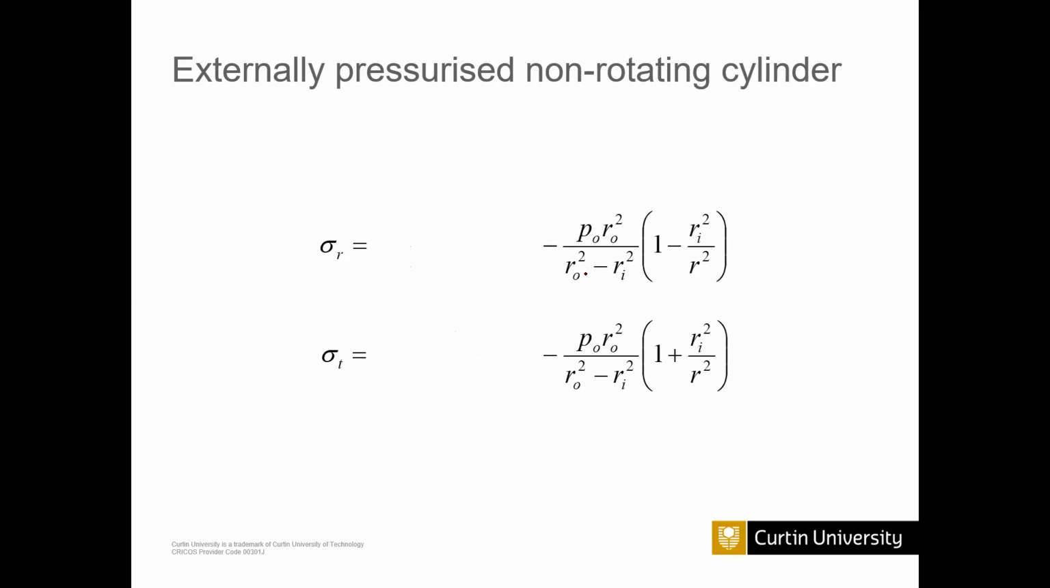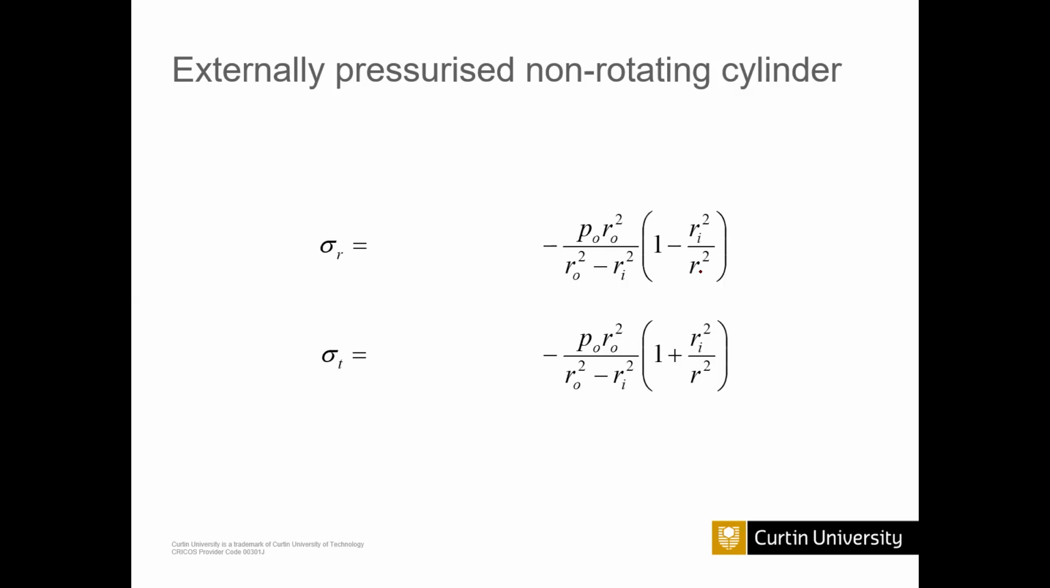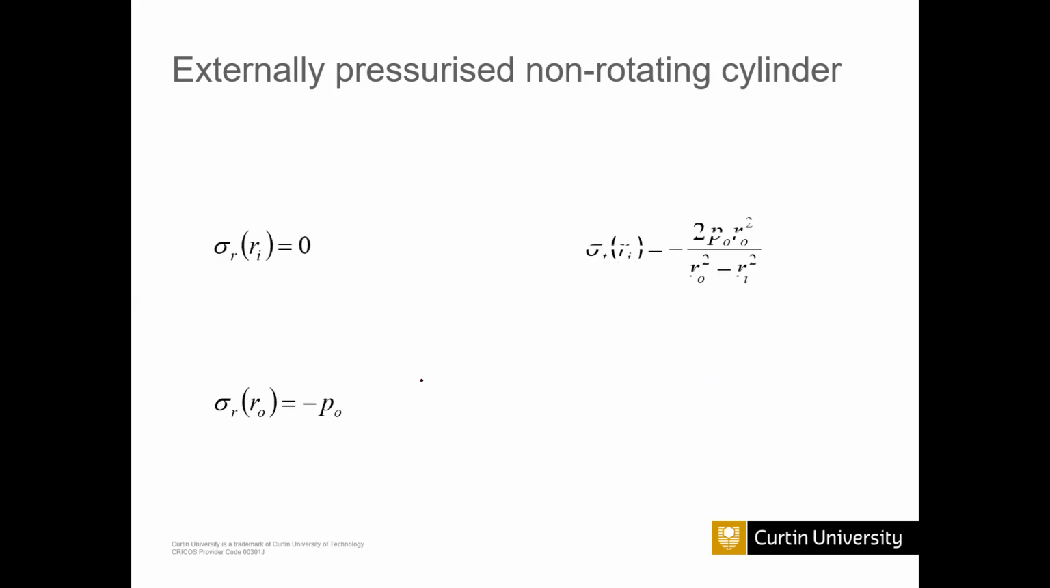Now again we can find the boundary conditions and values. What you need to do is substitute Ri and R naught here, and then you will get the radial and tangential stresses at the inner surface and the outer surface. You already know how to get those values, so those are the values. Now we can plot the variations.